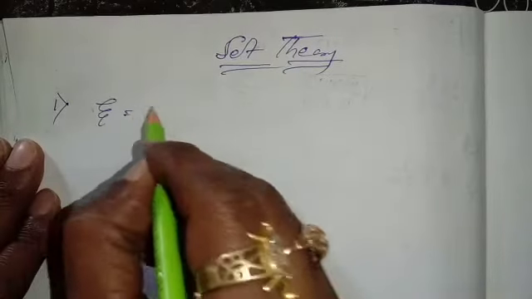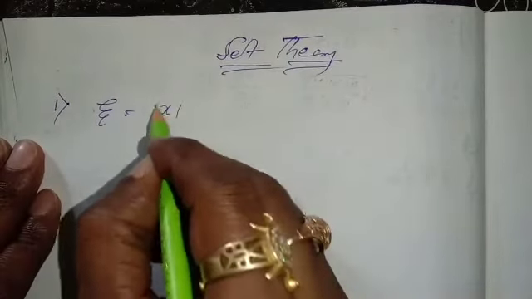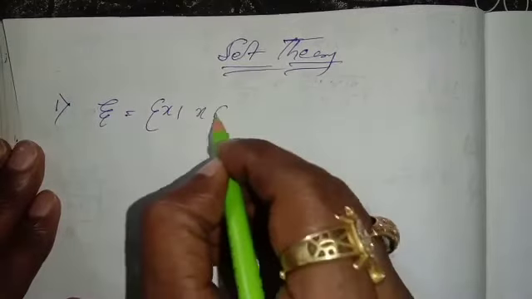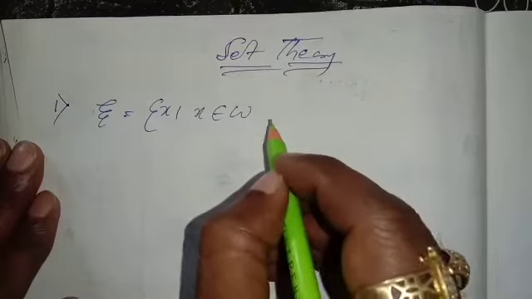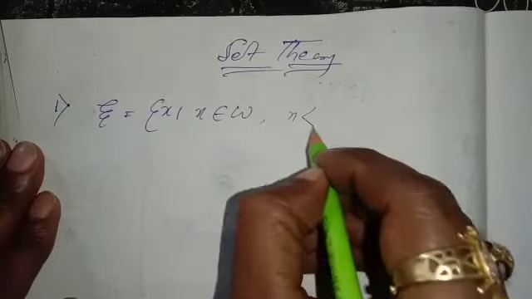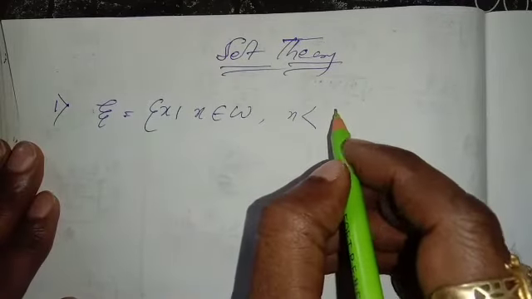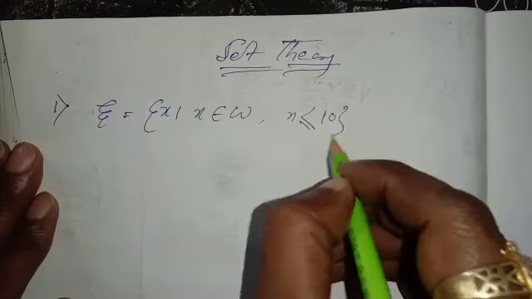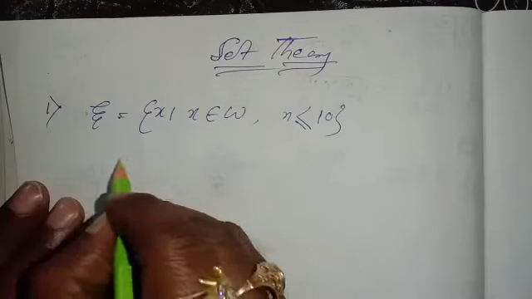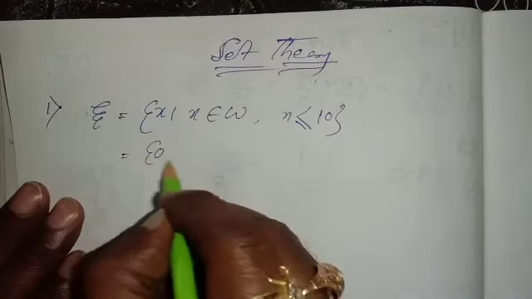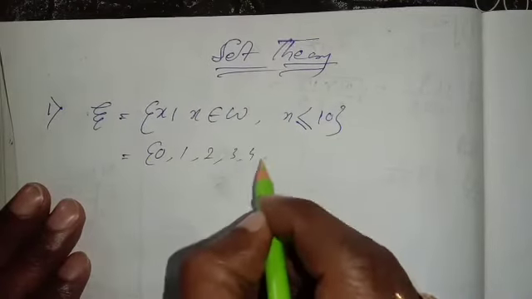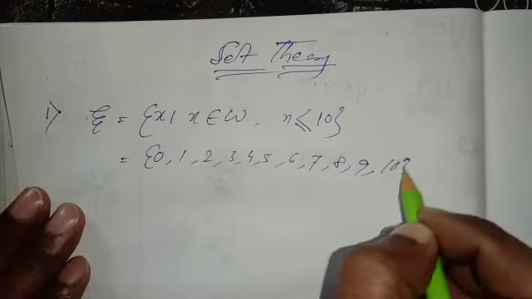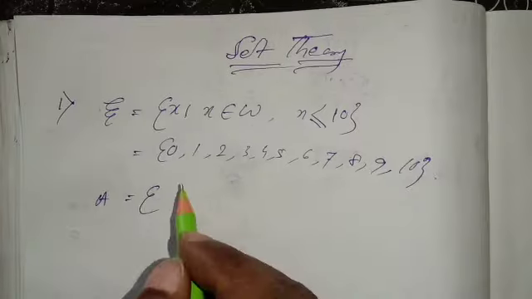Universal set given x such that x belongs to whole number starting from 0 and x less than equal to 10. Less than equal to 10 means you have to write up to 10. Just to see that the universal set will be 0, 1, 2, 3, 4, 5, 6, 7, 8, 9, up to 10 you have to write. Okay, this is called universal.